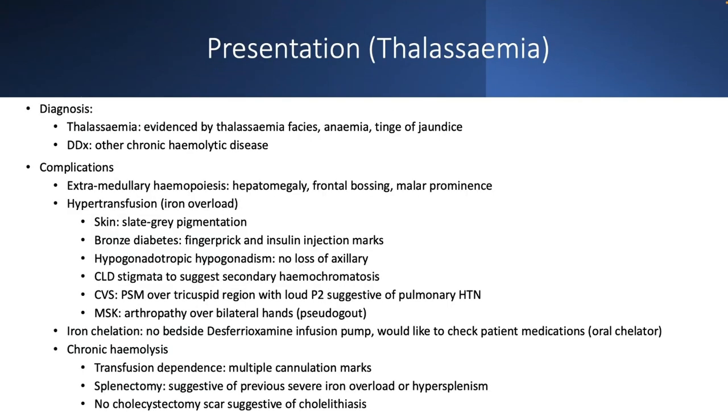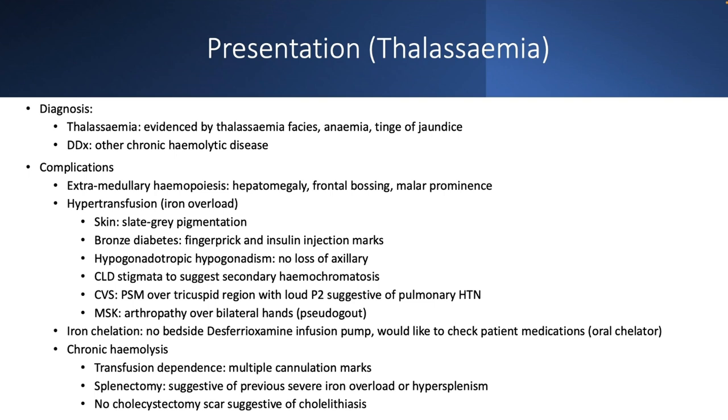So I will actually say that, sir, I think the patient has a working diagnosis of chronic hemolytic disease, most commonly thalassemia, as evident by the thalassemic facies, anemia, and jaundice. In terms of complication, I can see that there is extramedullary hematopoiesis evidenced by hepatomegaly, frontal bossing, and malar prominence. And there's also complication from hypertransfusion.